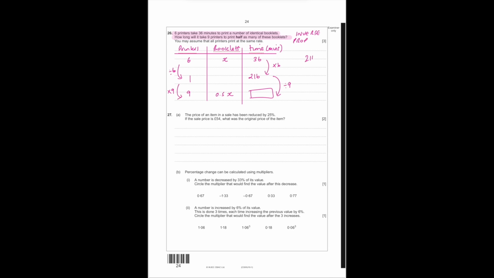So let's do 216 divided by 9. 9, 18, 27, 36, 45. So that's 1, 2, remainder 3, and that's 4. So that would be 24. Okay, but let me get rid of that to save confusion. That would be currently for the same amount of booklets. Okay, but we want the time it would take for 9 printers to do half as many booklets. So it would take them half the time. So 24 divided by 2 is equal to 12. So it would take them 12 minutes.